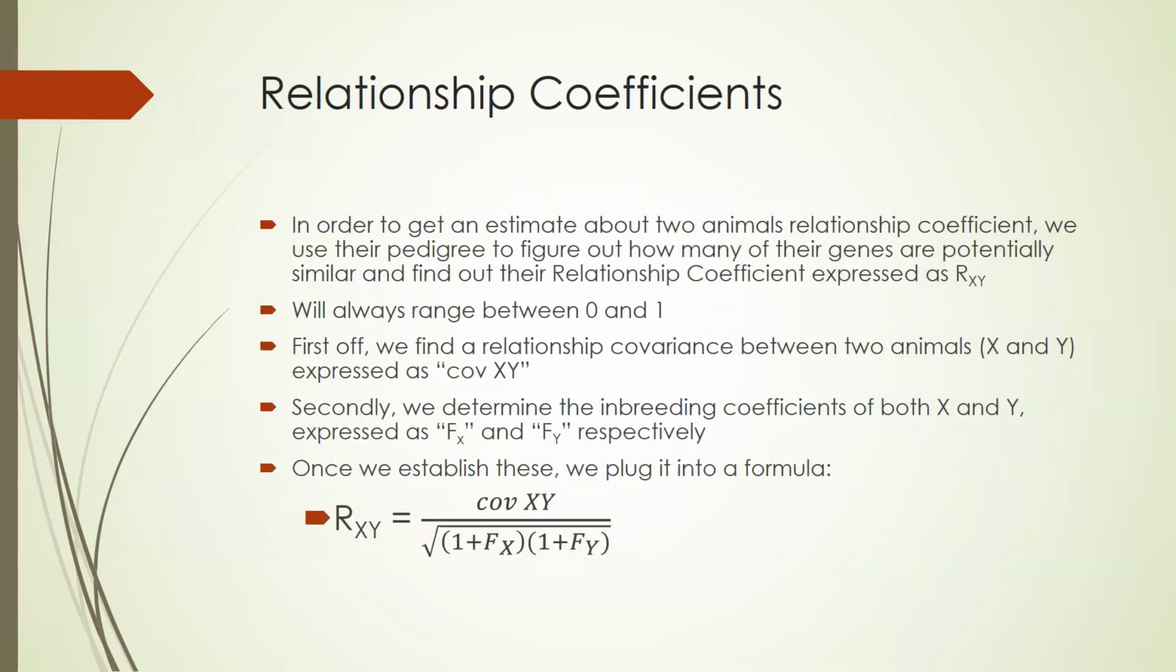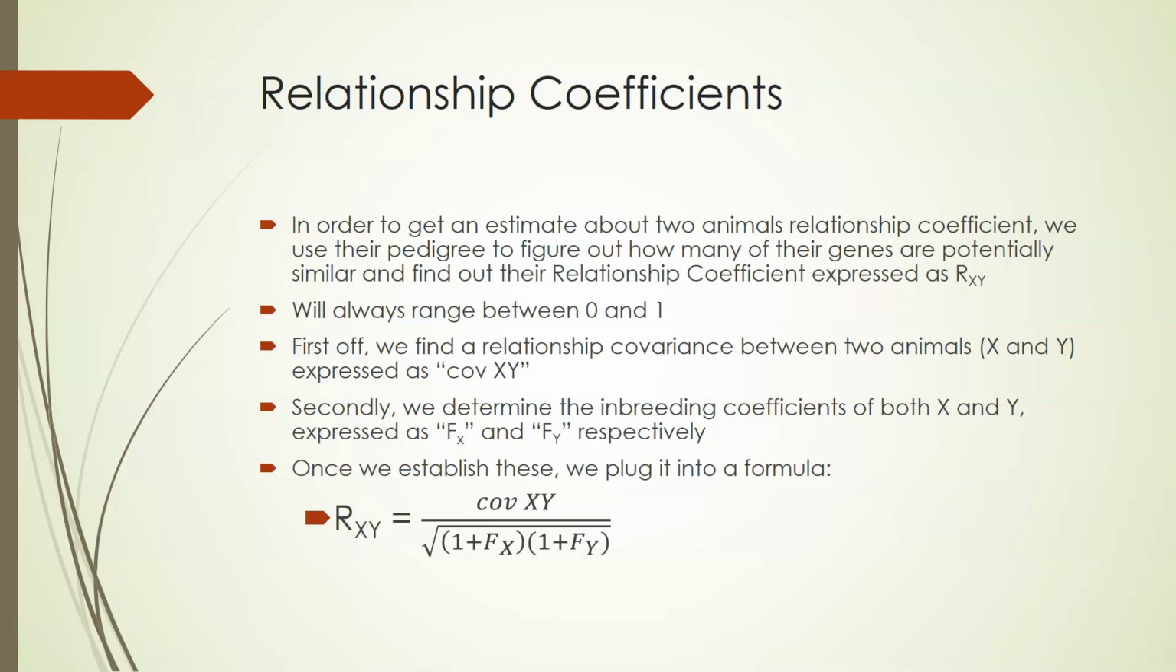Okay, so here is a relationship coefficient. We're finally getting into this. What we're going to start talking about now is how to calculate a relationship coefficient between two animals. In order to get an estimate about two animals and their relationship coefficient, we use their pedigree. That pedigree we saw a few slides back of those different Charolais bulls and cows, we use that to figure out how many of their genes are potentially similar. And that is where we find our relationship coefficient.